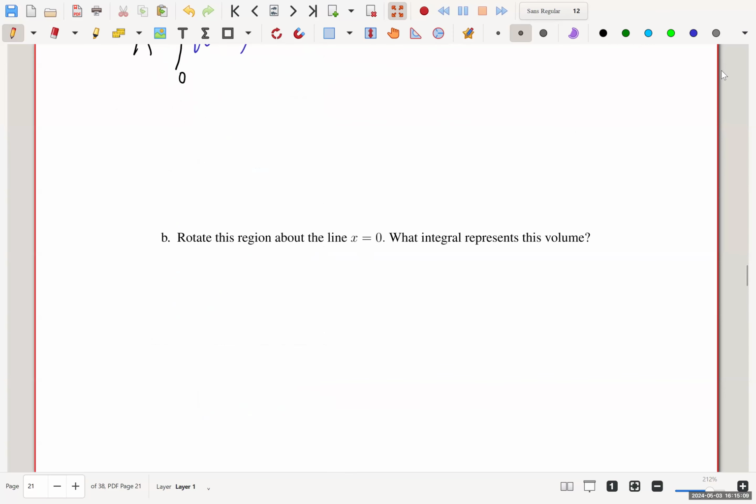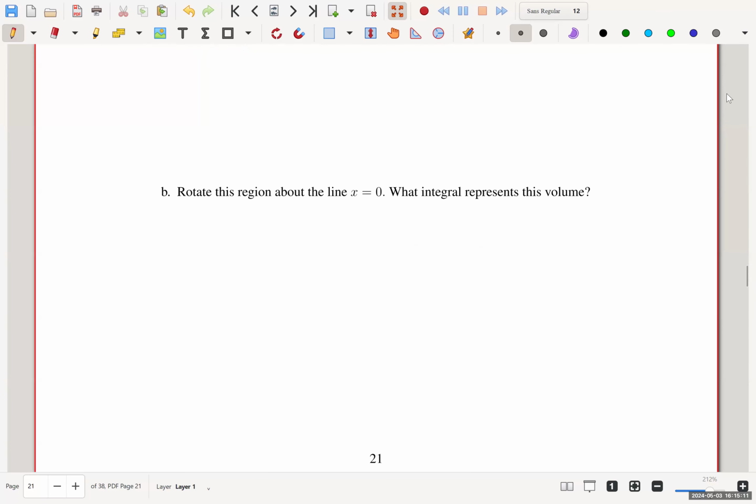But now what if I want a volume? Rotate this region around the line x equals 0. What integral represents this volume? Before you attack any of these problems that talk about an area between curves or a volume, draw the picture. Draw the picture. Without the picture, you get nothing.